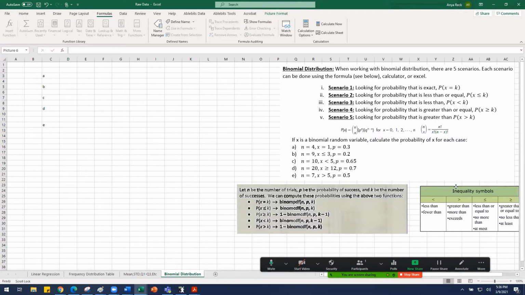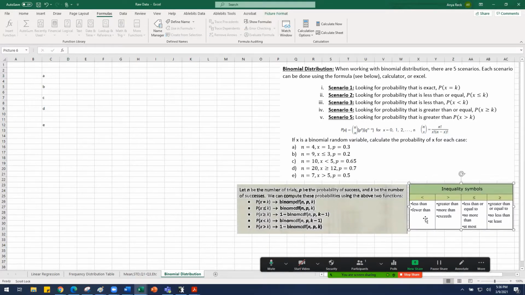This block down here shows us other words that are used for each symbol. So if you're using less than, another word you can use is fewer than. Greater than, you can use the words more than or exceeds. Less than or equal, you can use no more than, at most. Greater than or equal, you can use the words no less than or at least. These are not the only words that describe these symbols, but those are the most common.